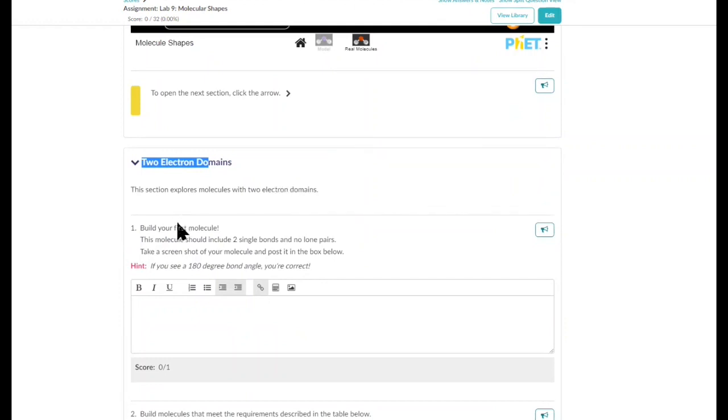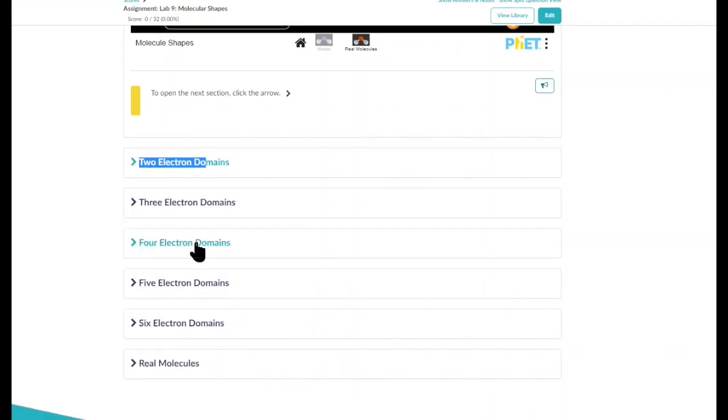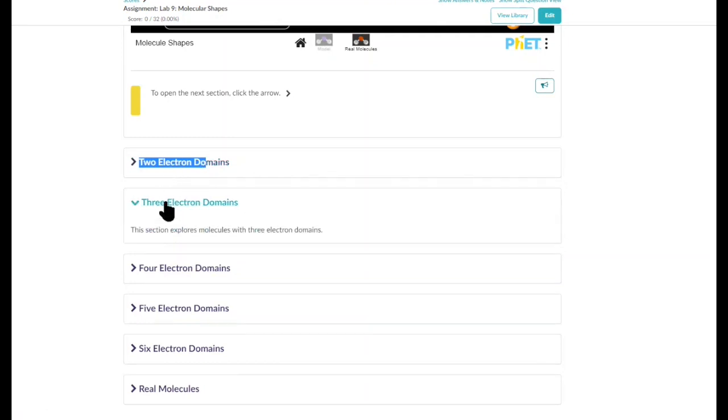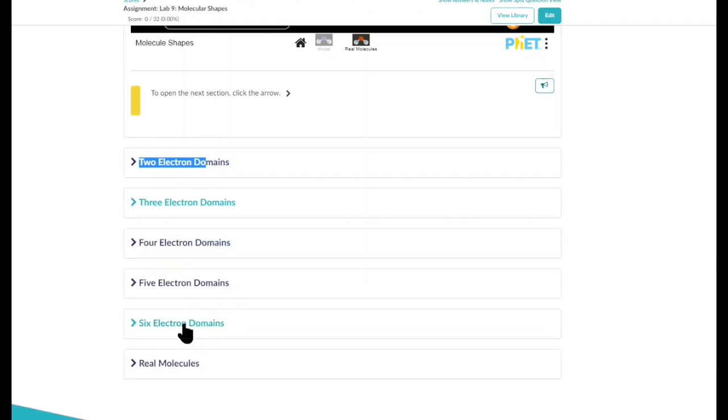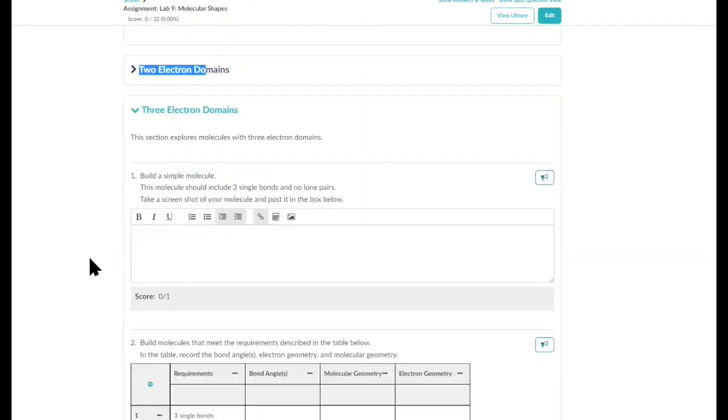Now, after that, you will be looking at every single domain, which just means every single type of shape. Whenever you have two domains or two electron groups, there are a lot of synonyms in this chapter. So electron groups, domains, electron domains, those all mean the same thing. And then 3 and so on until you get to 6. That's the maximum.